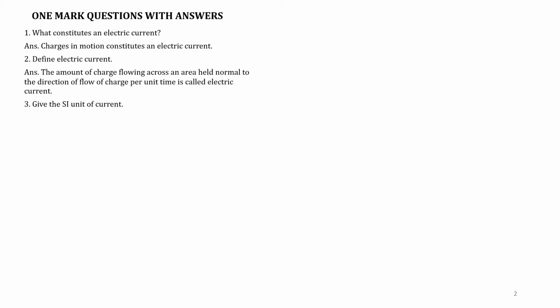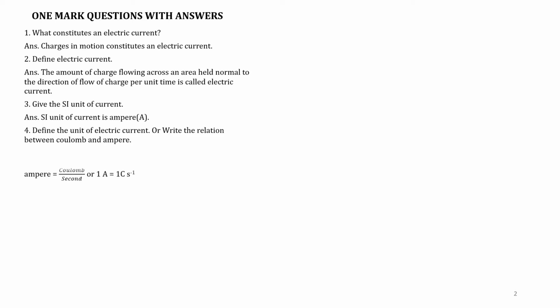Question number 3. Give the SI unit of current. The SI unit of current is ampere. Question number 4. Define the ampere or write the relation between coulomb and ampere. Answer. If 1 coulomb of charge crosses an area normally in 1 second, then the current through that area is 1 ampere. That is, 1 ampere is equal to 1 coulomb per 1 second.